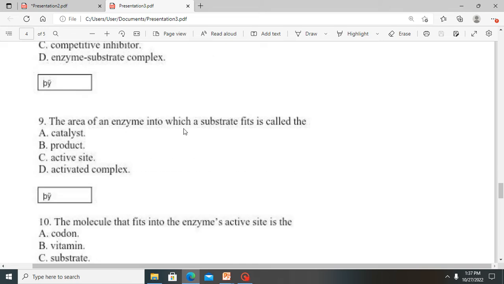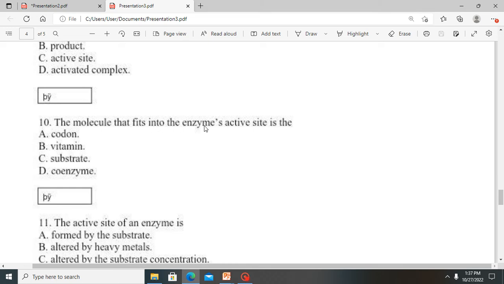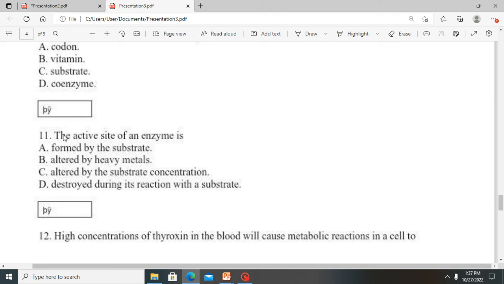The area of an enzyme into which the substrate fits is called the active site, as we said earlier. The molecule that fits into the enzyme active site is the substrate. Can the active site be altered by heavy metals? Yes, because heavy metals interact with amino acids and change the amino acid constituents of the active site, which alters it.